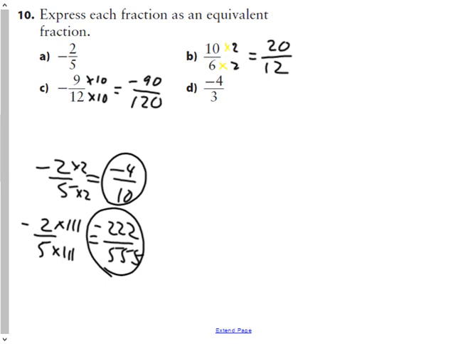And this time I'm going to multiply by an absurd number, 3. I get negative 12 over 9. So your answers will be different depending on what you used for your multiplier of numerator and denominator, but regardless of what you use for an equivalent fraction, the decimal value will always be the same.